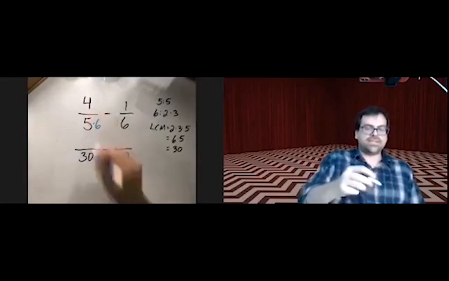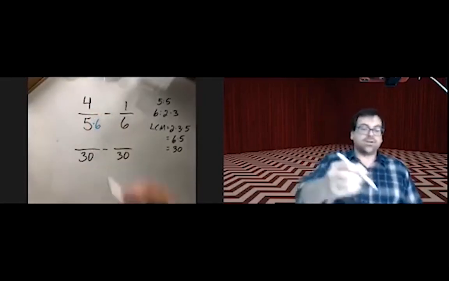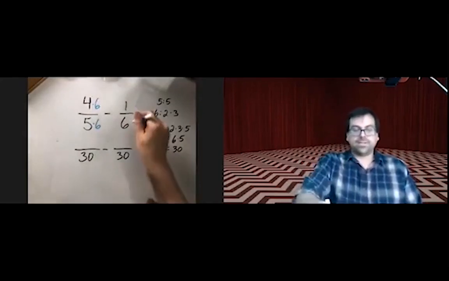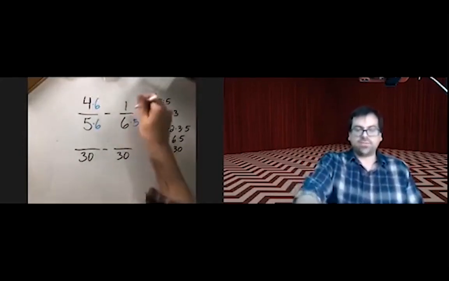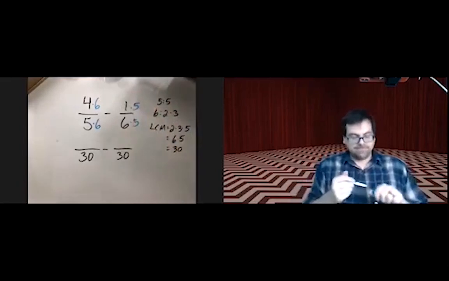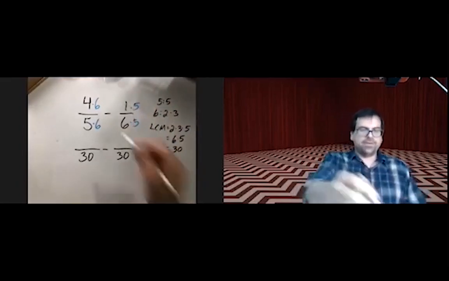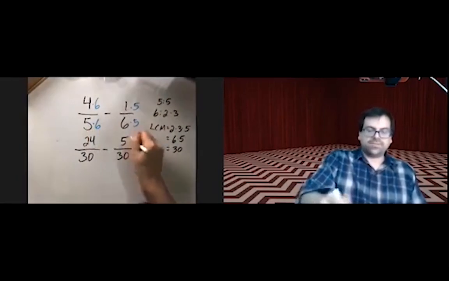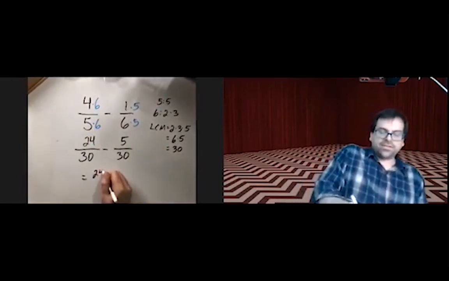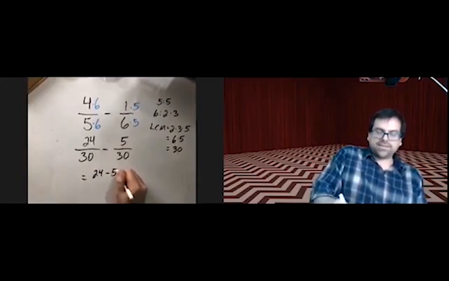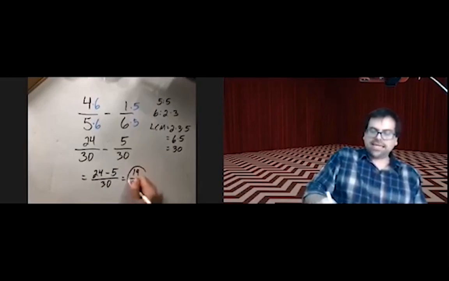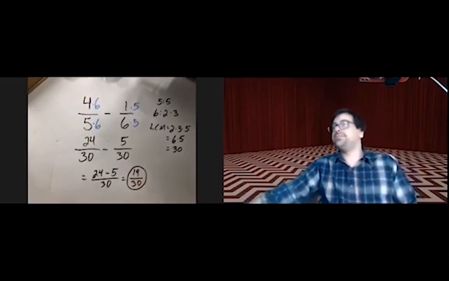Well, it's times 6. 5 times 6 is 30. Whatever we do on the bottom, we do on the top. 6 times 5 is 30. Whatever we do on the bottom, we do on the top. 4 times 6 is 24. 1 times 5 is 5. This is 24 minus 5 all over 30, which is 19/30.